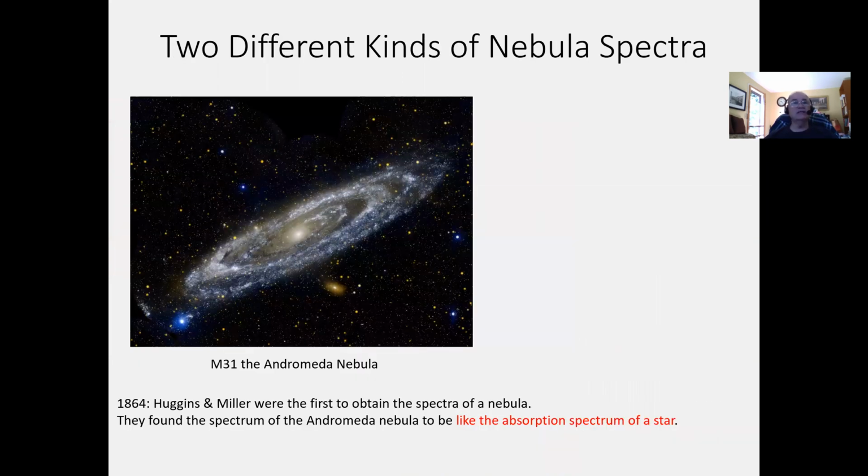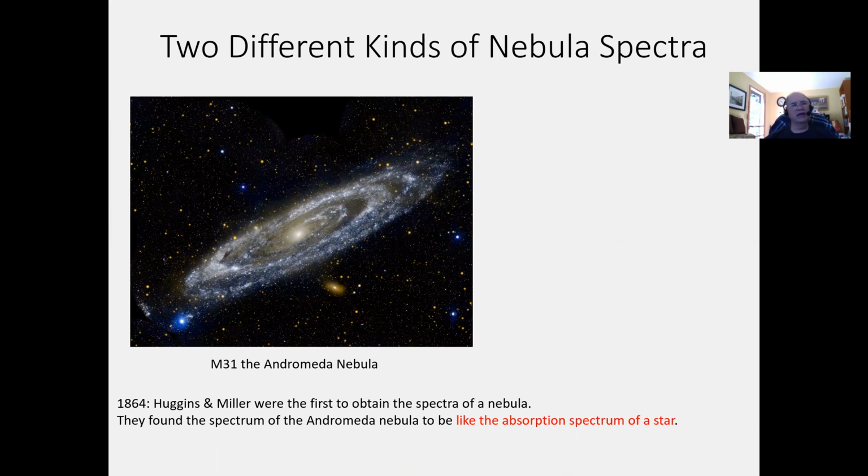So what's the next thing? Once you began looking at stars, well, we want to go to Herschel's nebulae, right? What are the spectra of nebulae? And certainly here, the great Andromeda Nebula, not yet known to be a galaxy, is just the Andromeda Nebula. They took a look at the spectra, and sure enough, it was an absorption spectrum. Okay, it had all the dark lines.